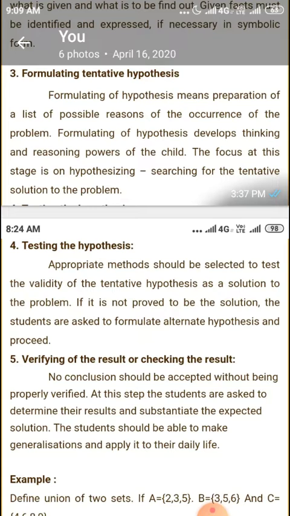Next one, testing of hypothesis. An appropriate method should be selected to test the validity of the tentative hypothesis as a solution to the problem. If it is not proved to be the solution, the students are asked to formulate an alternate hypothesis and proceed.